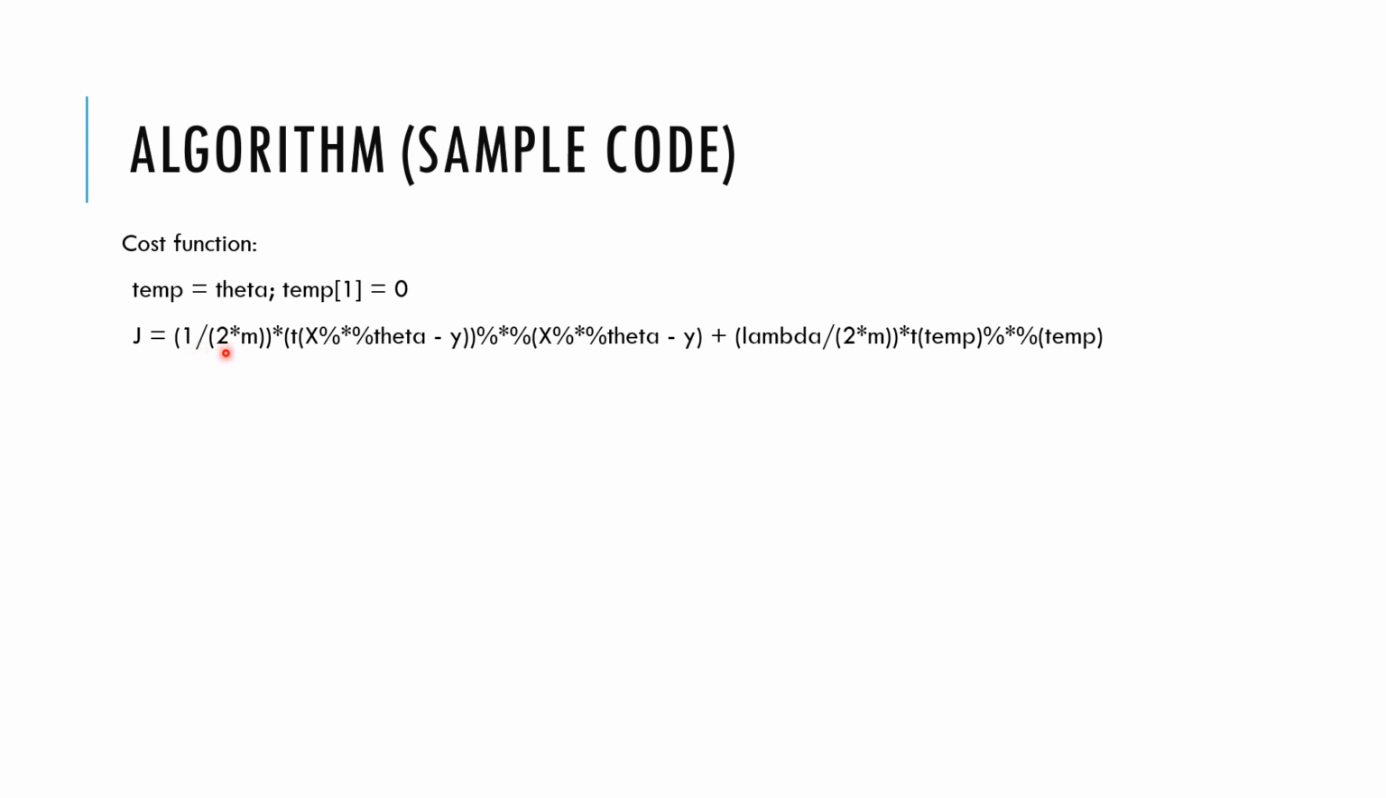So this is the cost function: 1 by 2m into transpose of (x into theta minus y), and the whole thing multiplied by (x into theta minus y), plus lambda divided by 2m into temp squared, because we don't regularize theta 0, right? So that's why the first coefficient, theta 0, has been set to 0 when we are doing this. So here we are using theta, but for the regularized term we are using temp. That's a temporary variable for theta, but we have set the first theta to 0, because we don't want to regularize that.